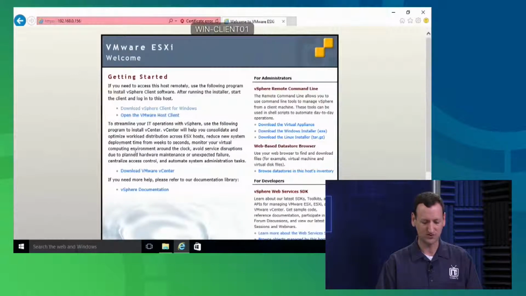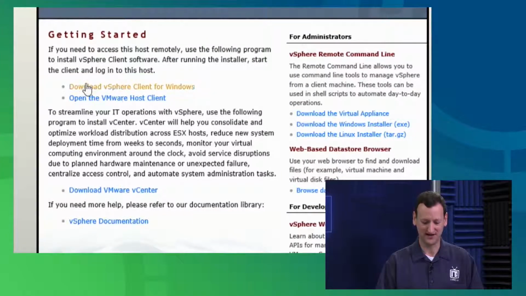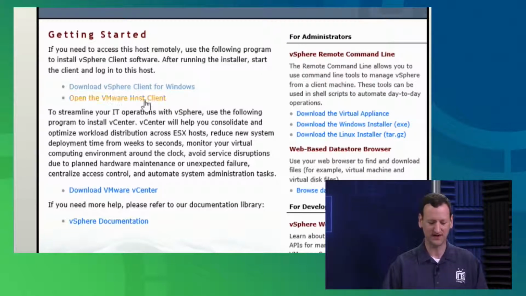And on the actual client, when you browse to it, you see this web page right here, which is pretty straightforward. It's got download the vSphere client for Windows, which is what I started downloading at the end of the last episode. All right. Now there are other things on here like the virtual appliance for vSphere remote command line and VMware vCenter and other ways to manage it. We're going to see those in other episodes. But for right now, I want to focus on the vSphere client for Windows.